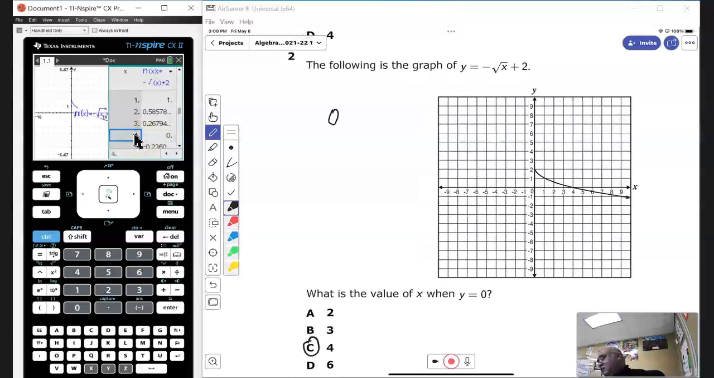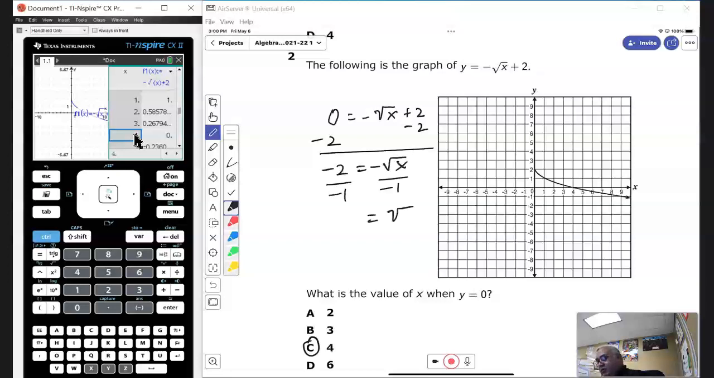Now we have 0 equals negative square root of x plus 2. We subtract 2 from both sides, so we have negative 2 is equal to negative square root of x. Divide by negative 1, and we have square root of x equals 2. We're going to square both sides, and we have x equals 4. So that will be our answer. So x equals 4.